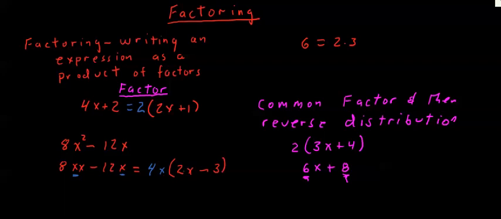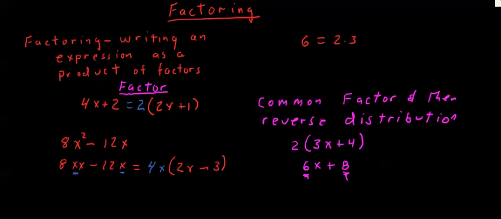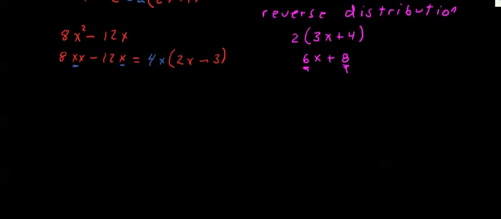And you can check this. 4 times 2 is 8. x times x is x squared. 4 times 3 is 12. And 1x. We have factored the expression. This is reverse distribution.